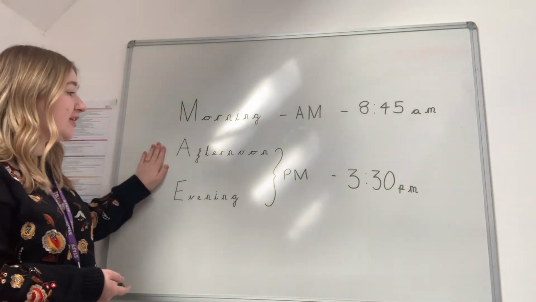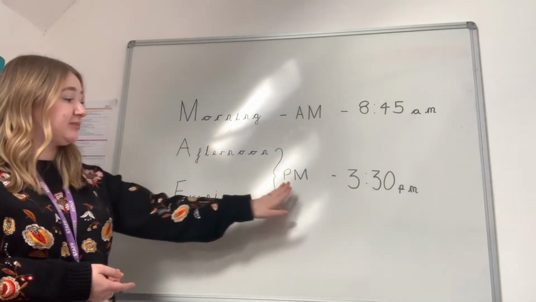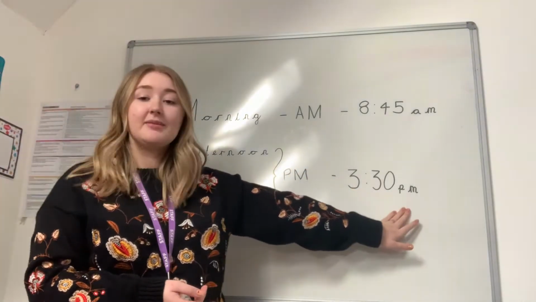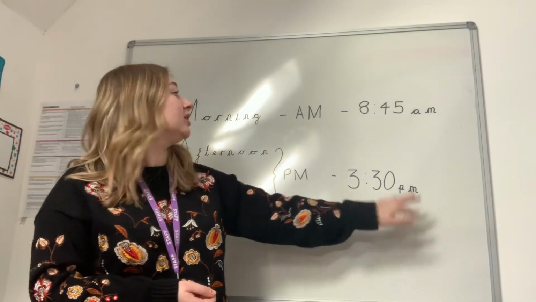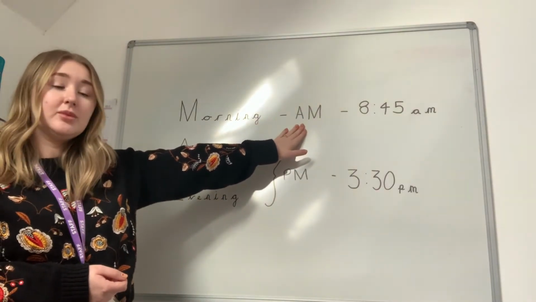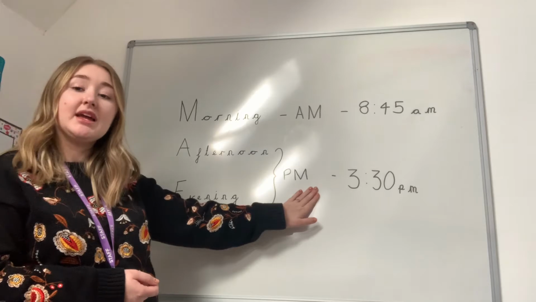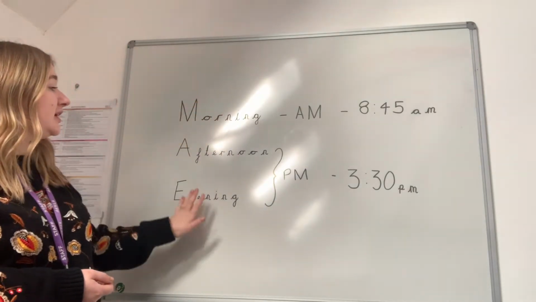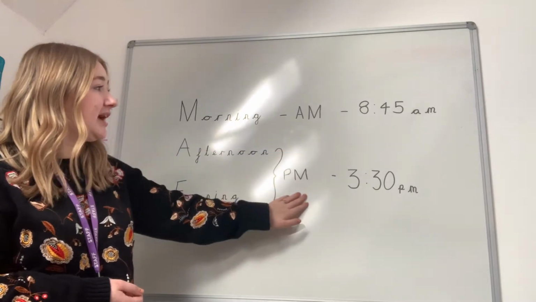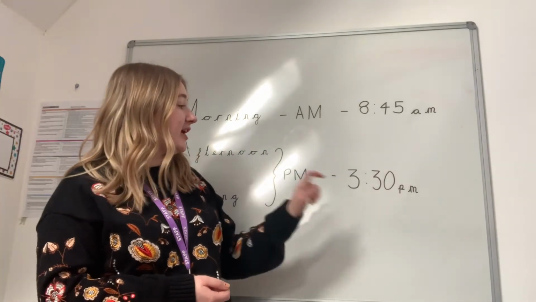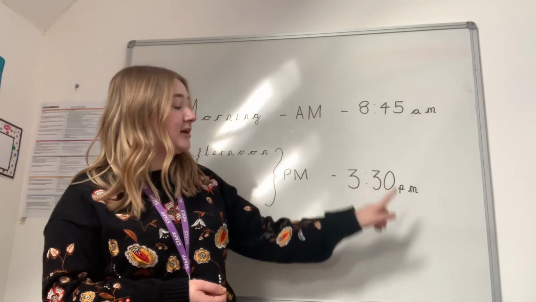And then we've got the afternoon, which can be known as the PM, which is 3:30 PM is when you finish school. AM is before 12 o'clock in the morning and PM is after 12 o'clock. So we've got the morning, afternoon, AM, PM, and then in the morning you start school at 8:45 and you finish at 3:30 PM.